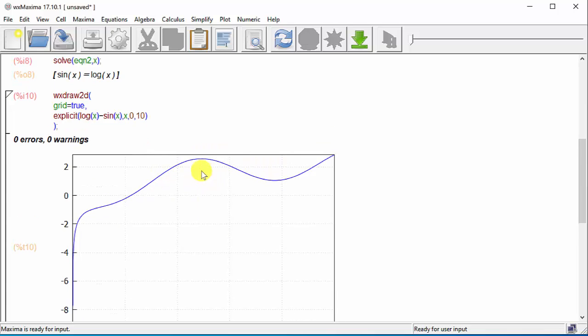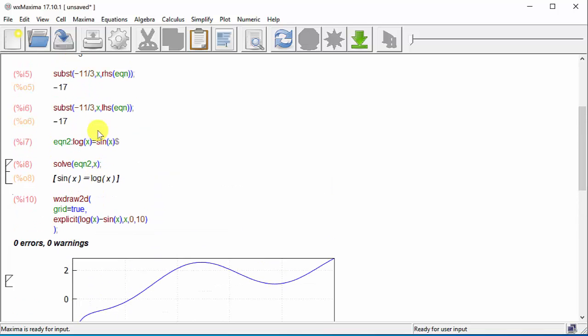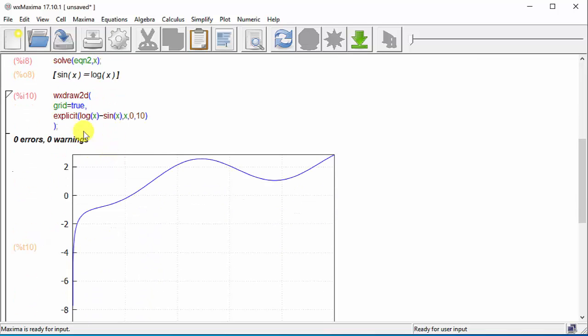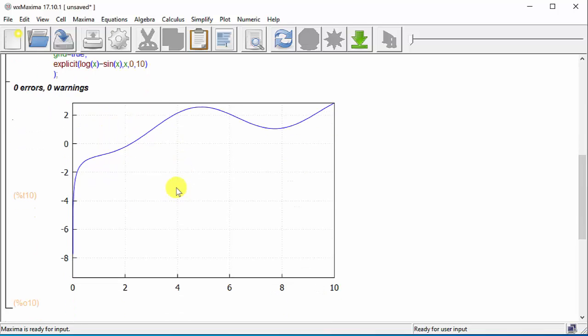And what are we looking for? Now notice our equation, we had natural log x equals sine x, and we moved the sine over, so natural log x minus sine x equals 0. So we're wanting to know where is that 0, and you can see it's 0 right here. Our y value is 0, and it looks like between x equal 2 and x equal 4. That's where it is.